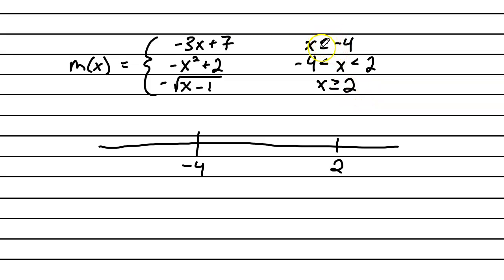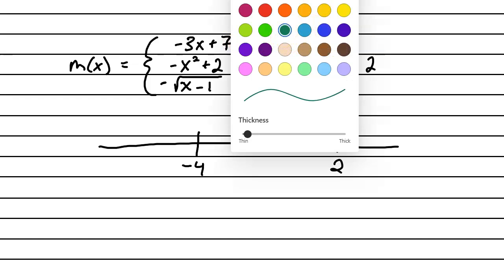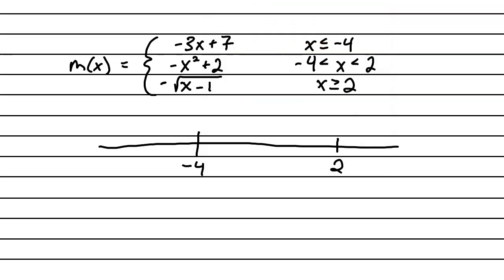And so anything less than negative 4 is going to use this first equation. Because this tells me x is less than or equal to negative 4, I use this first part of the equation. So for x less than or equal to negative 4, I'm going to be using 3x plus 7. So think about negative 5, negative 6, negative 7, any of those I would be plugging into this part of the equation.